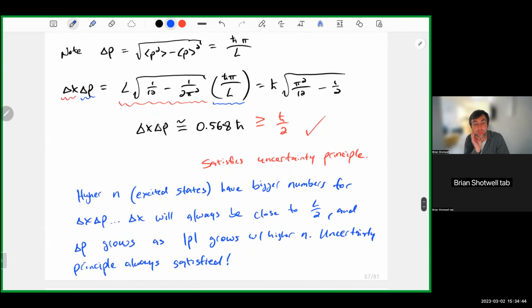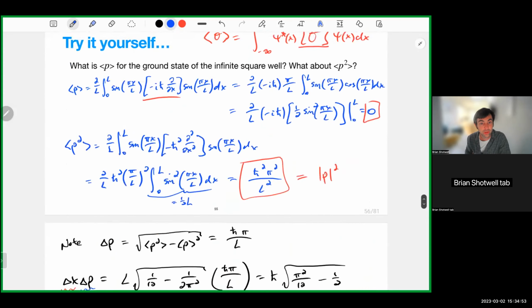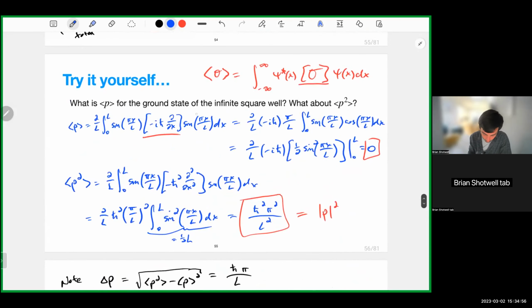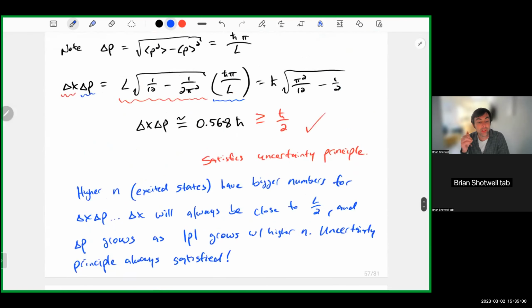And actually, this gets worse and worse. You get farther and farther away from h bar over 2 as the value of n grows. So remember, this is all for the ground state. These computations were for the ground state, the infinite square well. If you did an excited state, you would have a delta p that starts to grow quite a bit. And so this uncertainty principle product, delta x delta p, will get bigger and bigger, but still consistent with the uncertainty principle. Delta x is limited to about half the size of the box. Okay.